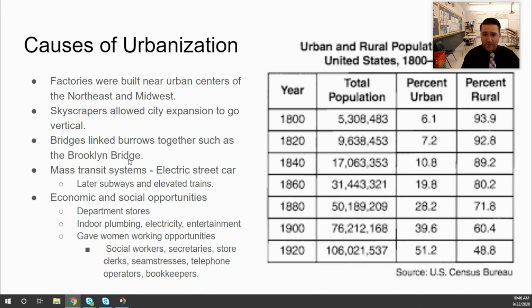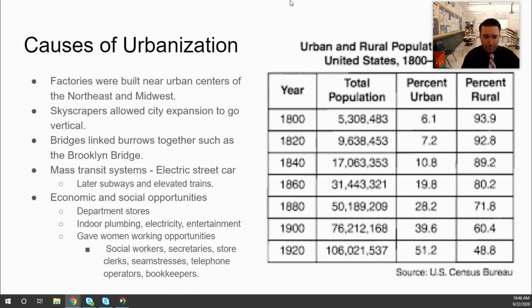There's a lot more economic and social opportunities in these cities as well. Department stores had more variety of goods and products that weren't found in your rural areas, where there are just mom and pop general shops that only carry so many products, usually the essential items. Of course, you can get things through the Sears catalog, but that could take time. The department stores are very convenient, and so a lot of people really enjoy that aspect of city living.